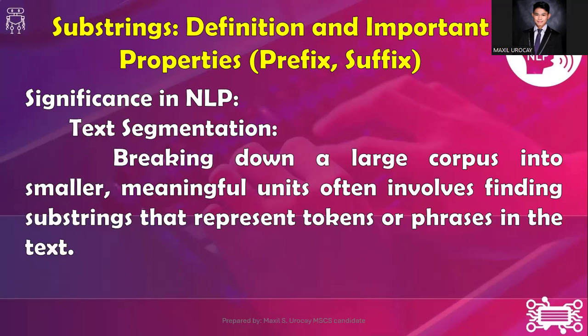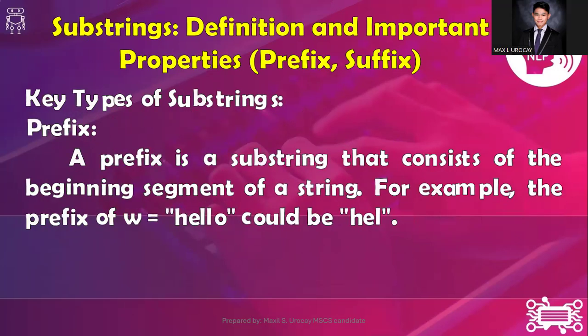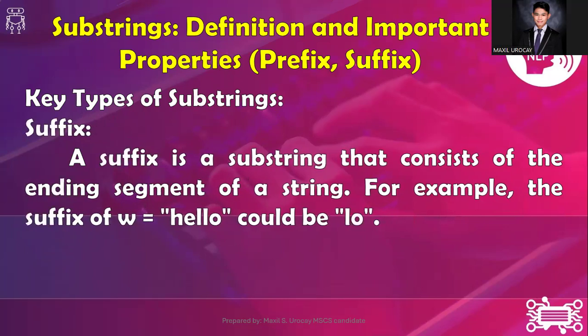Okay. When it comes to the prefix, we also have prefix here. When we say prefix, that is a substring. It consists of the beginning segment of a string. For example, the prefixes of hello will be h, he, hel, hell. So we all know about that already. And a suffix is a substring that consists of the ending segment of a string. For example, a suffix of hello will be llo.